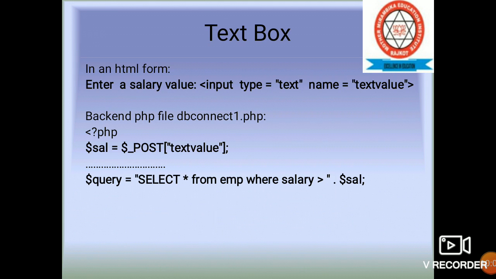$cell equals $_POST of text value. Next, $query equals select star from emp, where emp is the table name, where salary is greater than $cell. So the entire query forms something like this. This will execute and retrieve all the employees' data whose salary is above the user given salary. For example, if the user gives 5,000, then this query will fetch all records of those employees whose salary is above 5,000 or 10,000 or 15,000, whatever is given by the user.